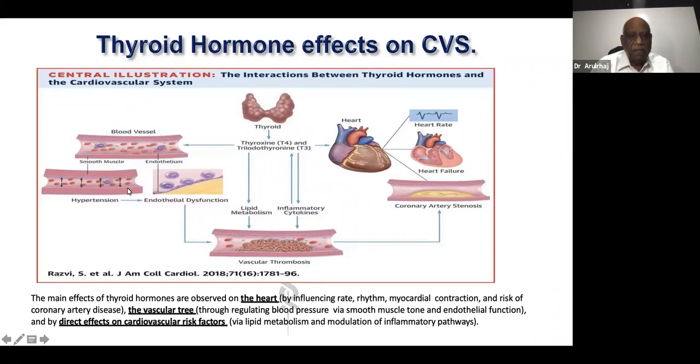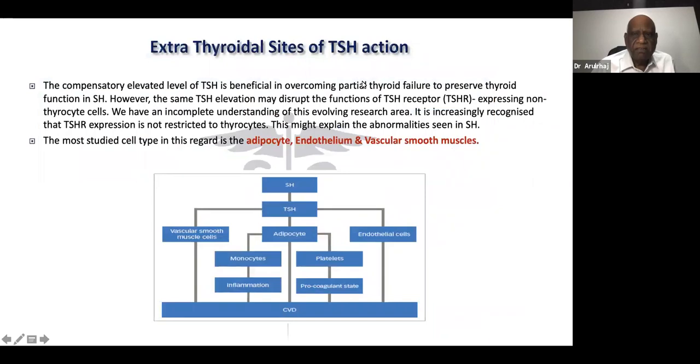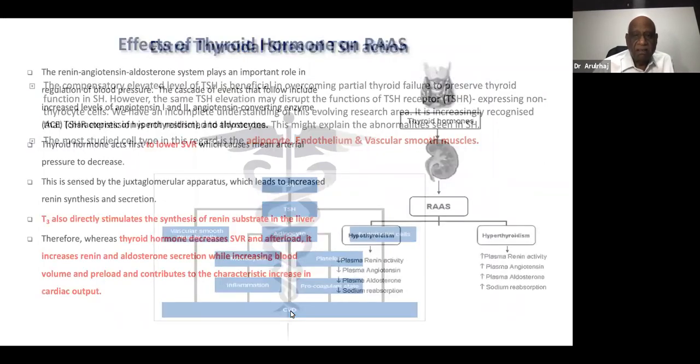In hypothyroidism, it increases, and then there are endothelial risk factors and platelet aggregation, and then these lipid abnormalities lead to vascular thrombus. It directly acts on the myocardium and the coronary arteries. It promotes atherosclerosis and coronary artery disease. There are some extra sites of TSH action. One is the adipocyte, another is vascular smooth muscle, which we saw. Endothelial cells we have also seen. It can act on the monocytes and platelets and promote inflammation and thrombosis and result in cardiovascular disease.